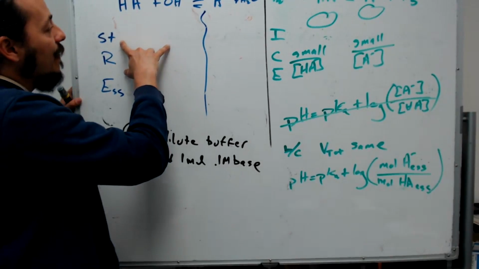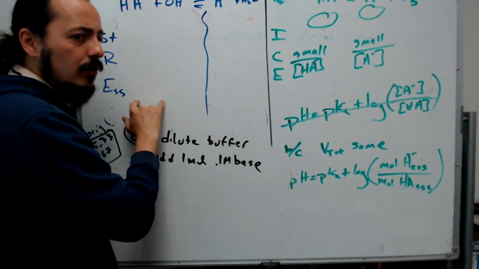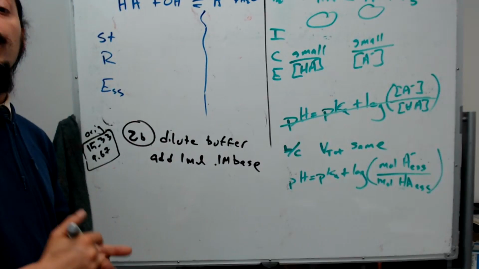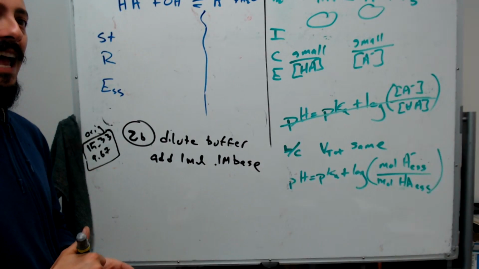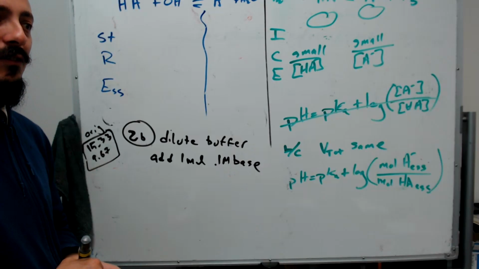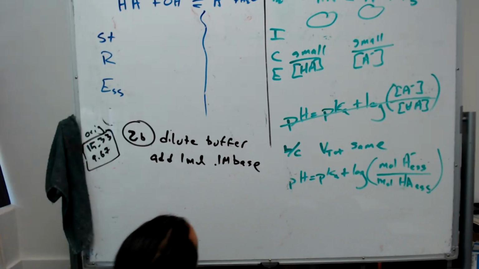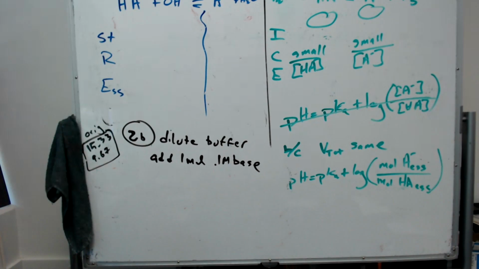So essentially, we should know where we're going and what we need to do. We need to find the moles that we're starting with, and then just do the stoichiometry. But with the dilute buffer, the thing that really trips up most of the students is they forget how they made the dilute buffer. They don't keep track of the number of moles they have. So let's keep track of the number of moles we have. How did you make the dilute buffer?